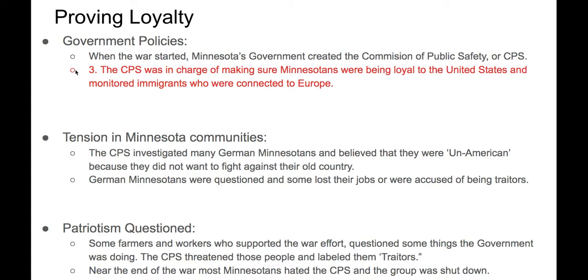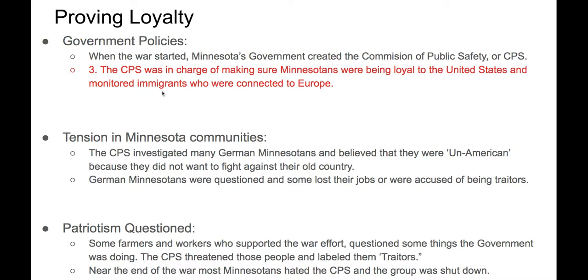Let me say it again. Number 3, the CPS was in charge of making sure Minnesotans were being loyal to the United States and monitored immigrants who were connected to Europe. So let's break this down a little bit. CPS, remember, is our Commission of Public Safety. The CPS was in charge of making laws that helped the war. They were in charge of making sure that Minnesotans were being loyal, right? That they were supporting the United States and supporting the war effort. They were trying to help win the war, okay?